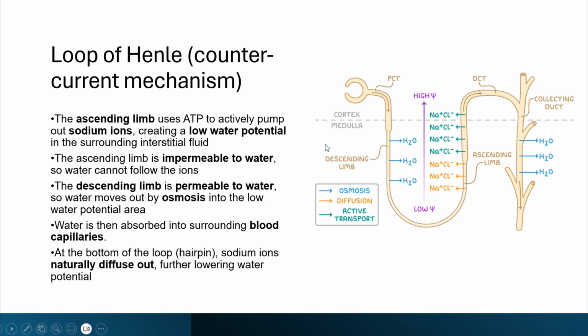The descending limb is permeable to water, so water moves out by osmosis into the low water potential area. Water is then absorbed into the surrounding blood capillaries. At the bottom of the loop, the hairpin, sodium ions naturally diffuse out as well, further lowering water potential. Sodium ions can just naturally diffuse out because down there there's a lower concentration of sodium compared to inside. So you don't even need active transport.